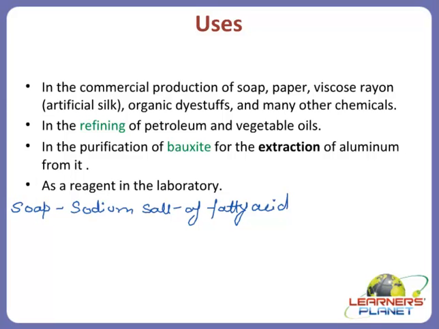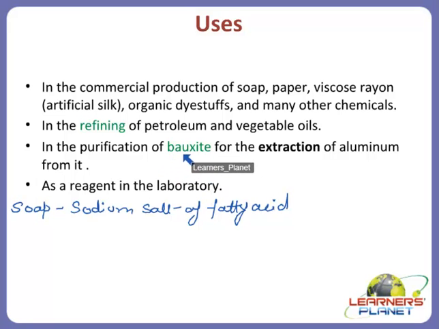It is used in the preparation of paper. As it is a strong base, it can be used for a number of commercial productions, so commercial compounds. Paper, viscose rayon, that is artificial silk, organic dyestuffs and many other chemicals. Okay, it is also used in refining of petroleum and vegetable oils, in the purification of bauxite for the extraction of aluminium from it, and as a reagent in the laboratory.